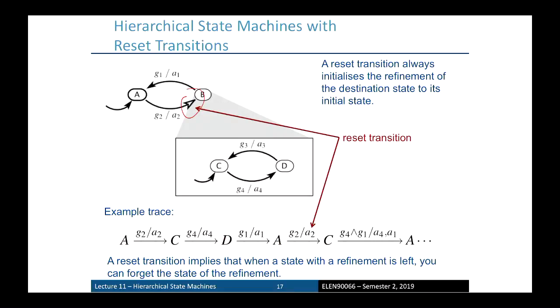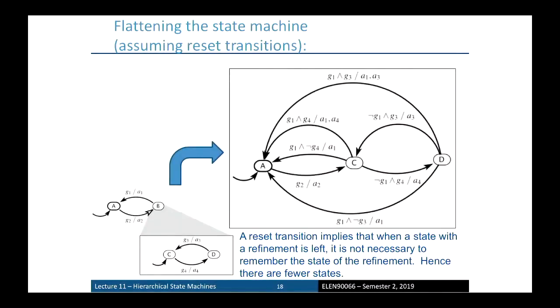Okay, so down the bottom there, reset transition implies that when a state with a refinement is left, you can forget the state of the refinement. And that collapses the state space down a little bit, right? In particular, it's much more visible when you flatten it out. If you flatten that out, in terms of all the possible transitions now, it's only a 3-state state machine, right? As we kind of intuitively thought before, that if B was ORing together 2 states, couldn't we just sort of shove them in? We can if it's a reset transition.